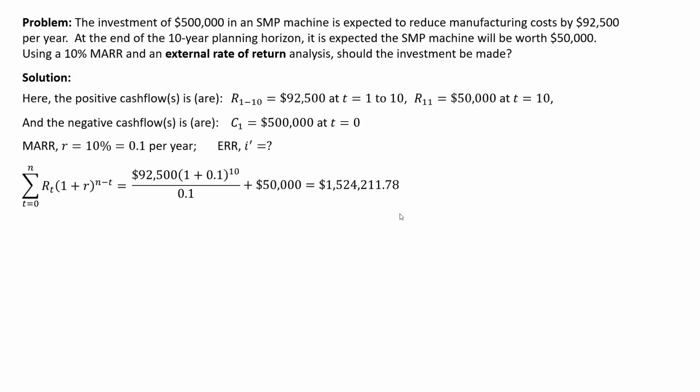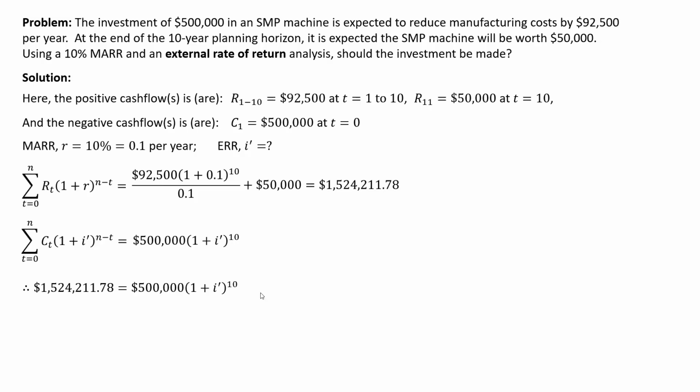Cool. Now let's do the same thing. Project the C sub 1 at 500,000 all the way to the front. But this time we'll use (1 + i'), so the ERR for the interest. And what do we need to do? We need to set these two quantities equal. So we do that. Cool.